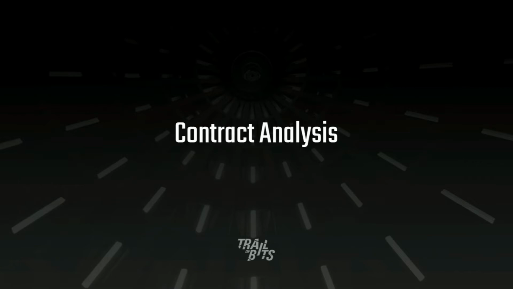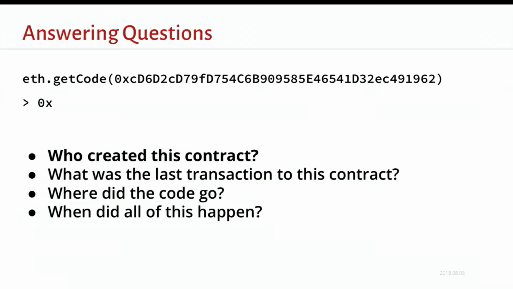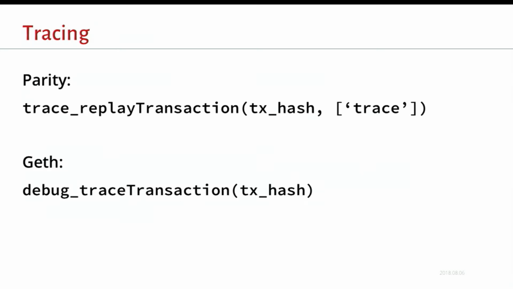So we run software and we just wait a few days and then we can analyze contracts, right? And we can finally start to answer some of these questions. So who created this contract? How do we tell this? Well, the answer is tracing. Here is how to call the tracing API. Parity has a slightly different implementation than Geth.